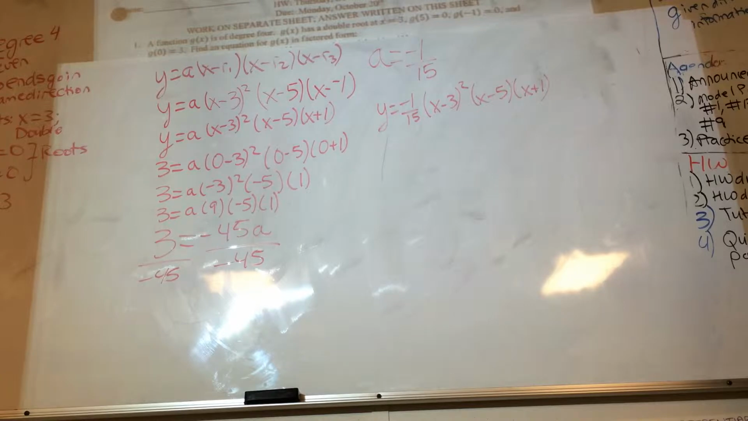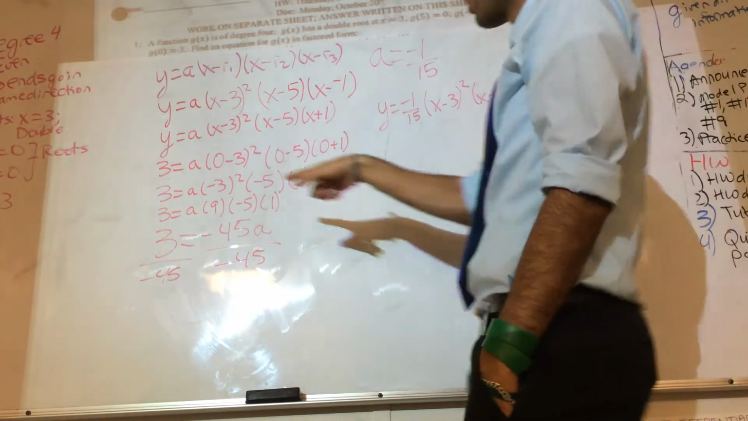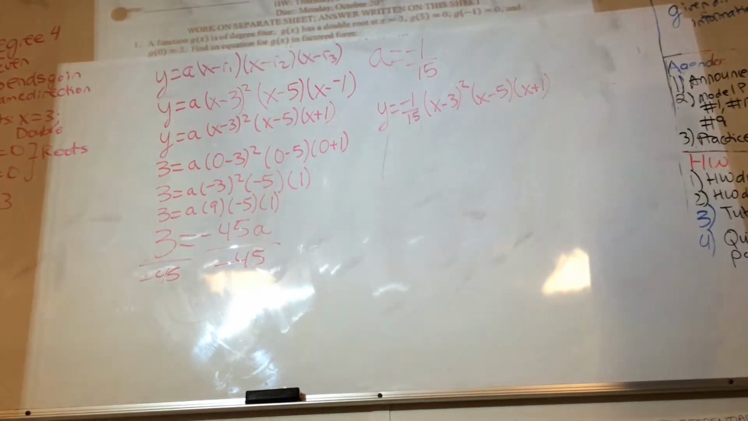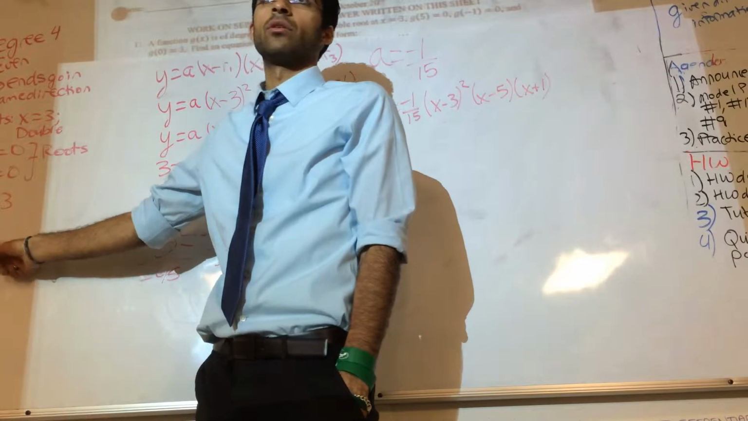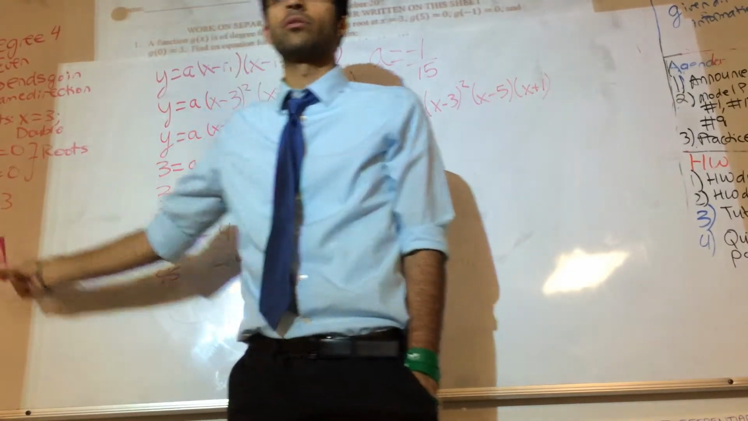Say that one more time for me. How did I get what? 3 for y. Somebody answer that question. How did I know to plug in 3 here for y? Daniel? Right here. So it's saying when x is 0, y is 3.